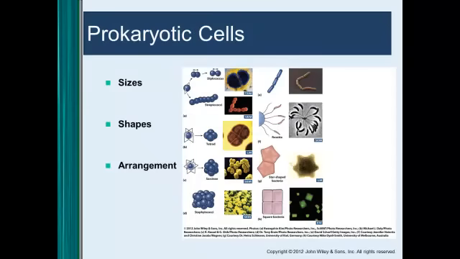Let's go into detail a bit more about prokaryotic cells, discussing their size, their shape, and their arrangement. All members of the archaea and bacteria are prokaryotes and have been traditionally called types of bacteria. Prokaryotes are among the smallest of all organisms. In fact, most prokaryotes range from 0.5 to 2 micrometers in diameter. As a point of comparison, a human red blood cell is about 7.5 micrometers in diameter.